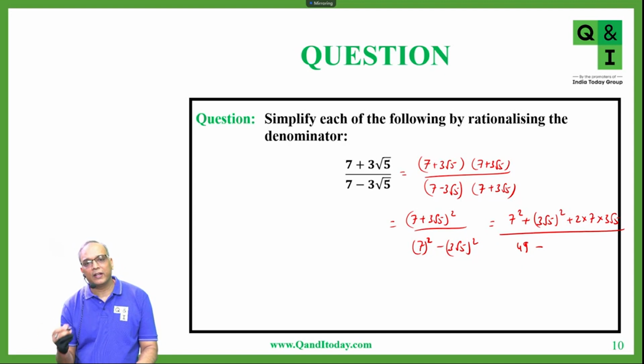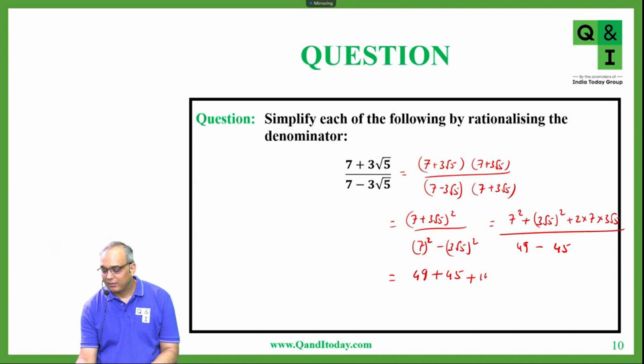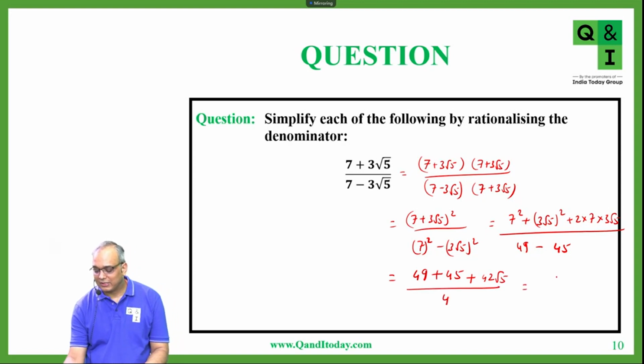into 3 root 5. So 3 into 3 is 9. Root 5 into root 5 is 5. So 9 into 5 will be 45. So here we have 49 plus 45 plus, 7 twos are 14, 3s are 42 root 5, divided by 4. So this is 94 plus 42 root 5 over 4.